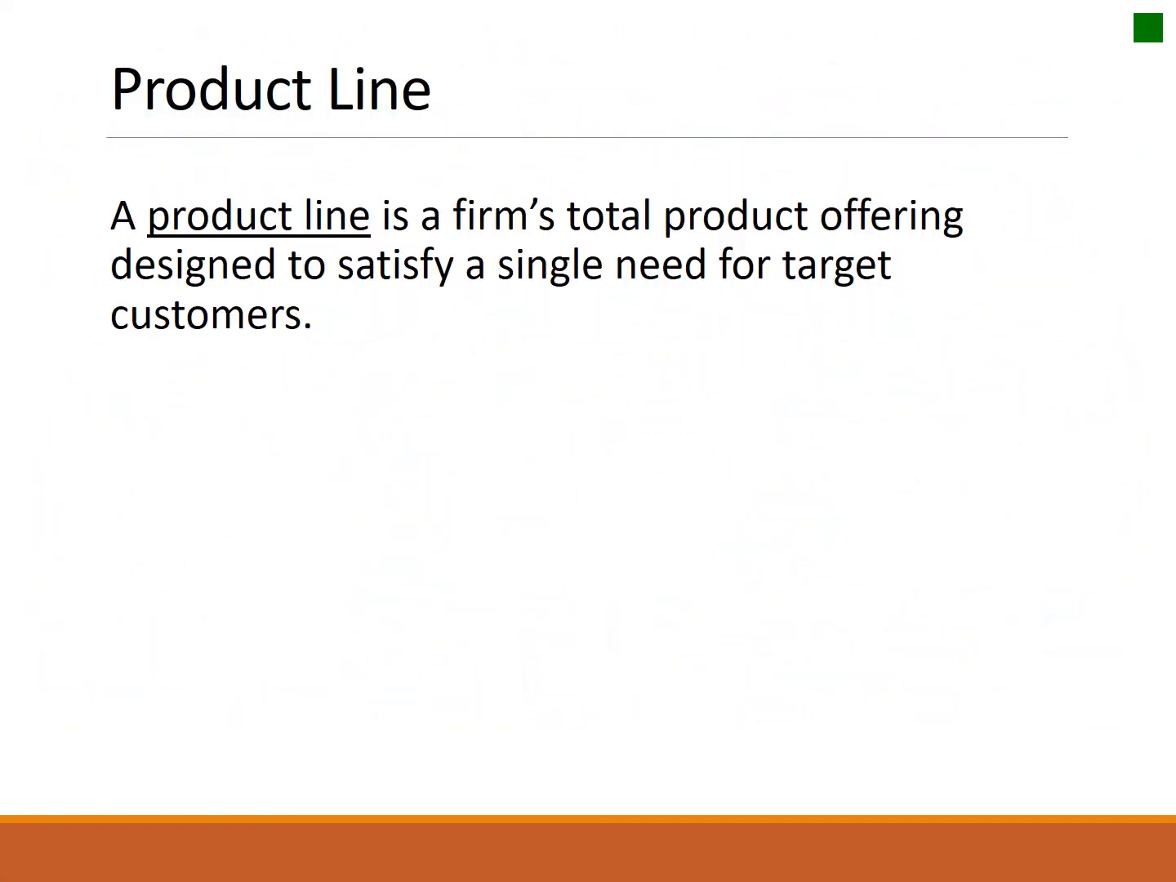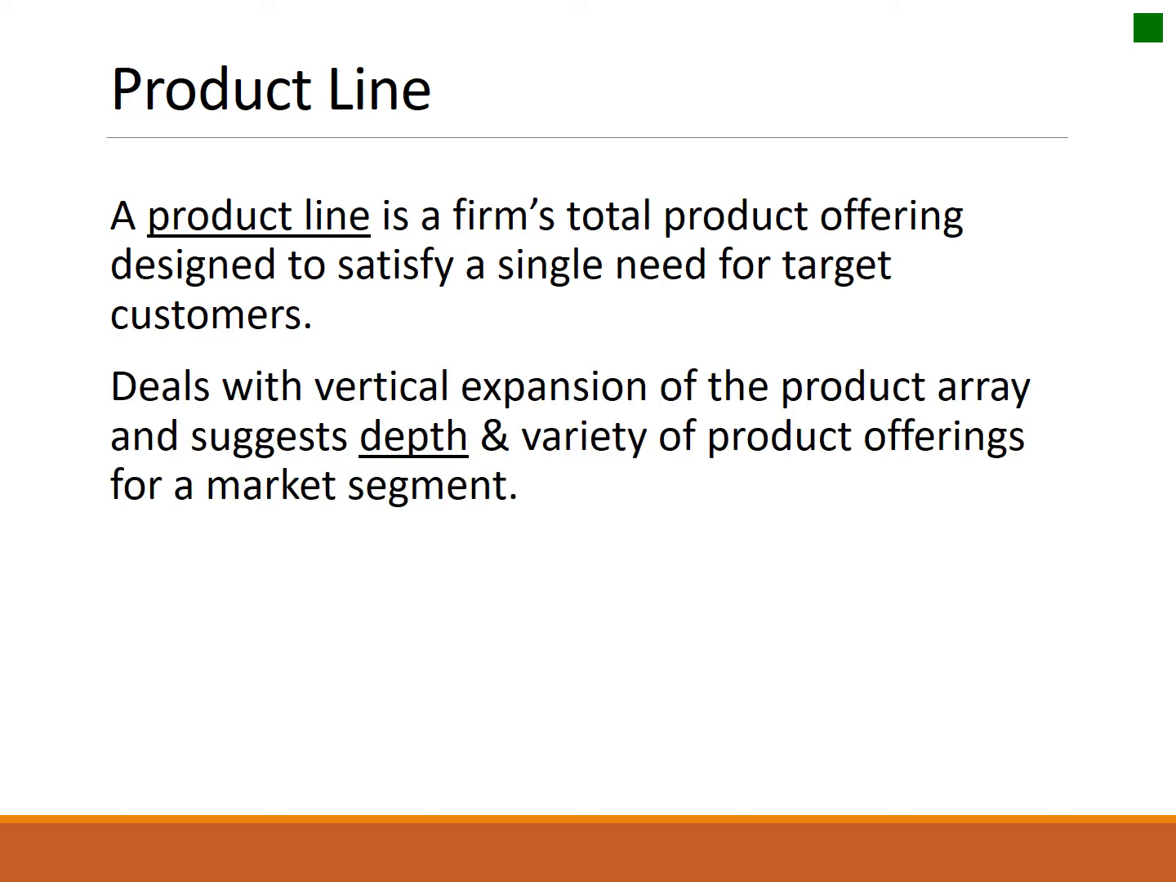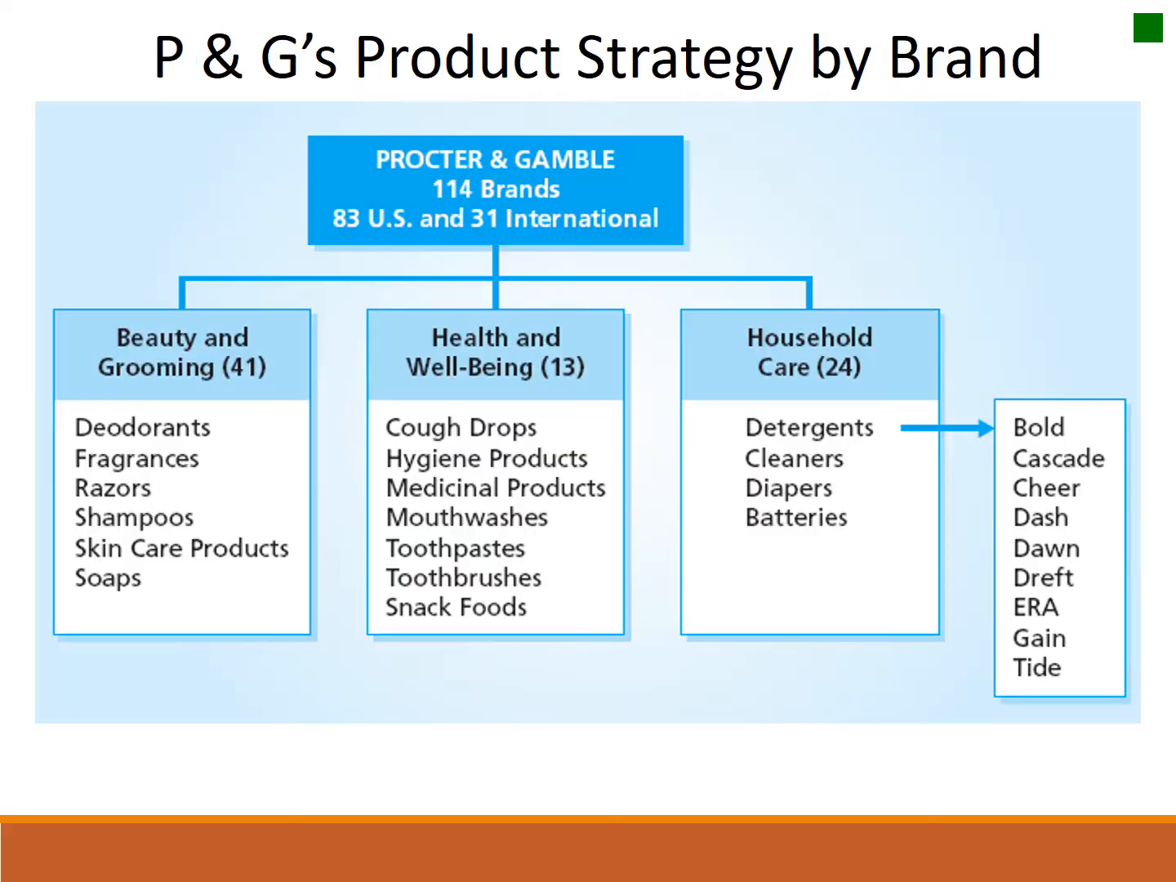We can also think about product lines. So if the mix is associated with the horizontal features of the array, the product line is associated with the vertical features of the array. So what we're talking about here is depth and variety among product offerings within a specific strategic business unit or a specific market segment. So that's the key to think about.